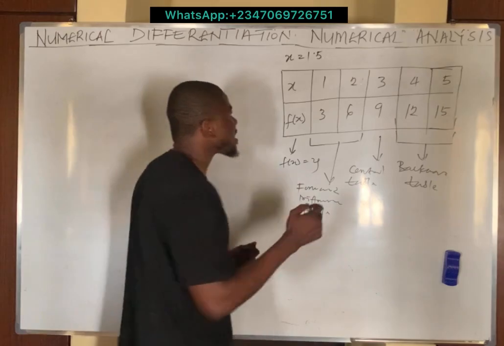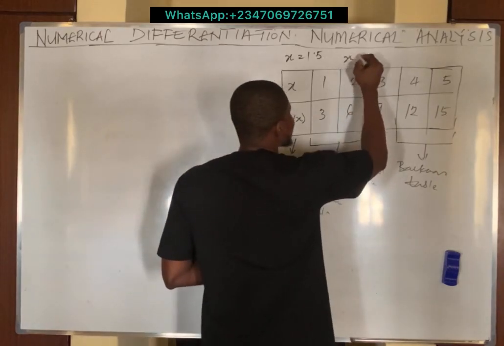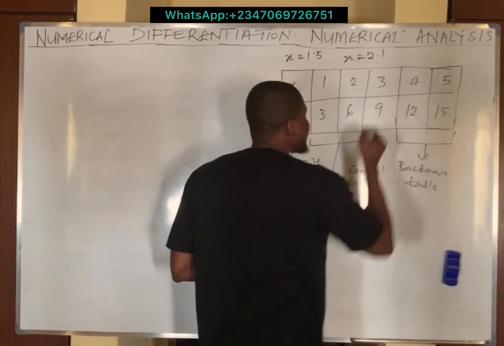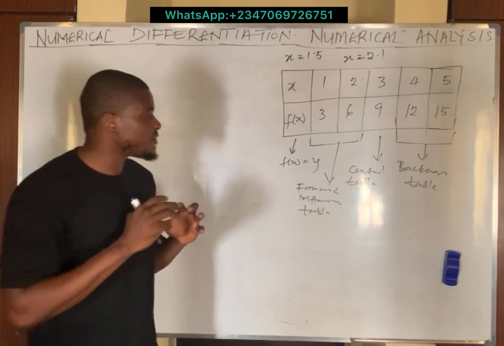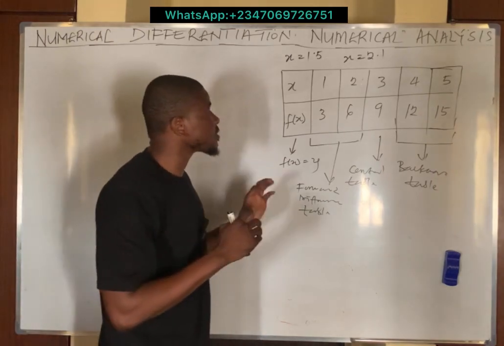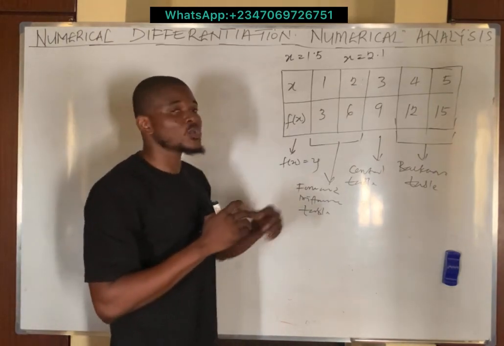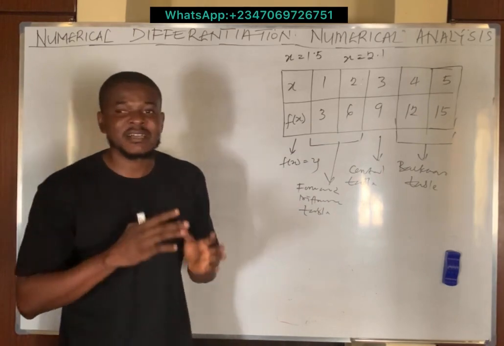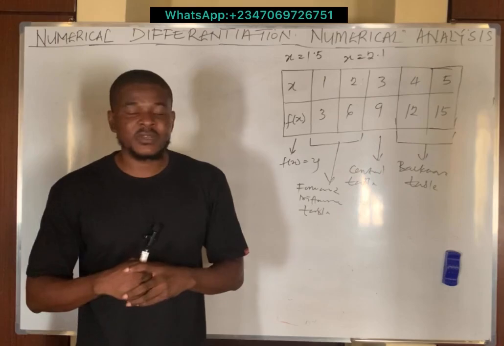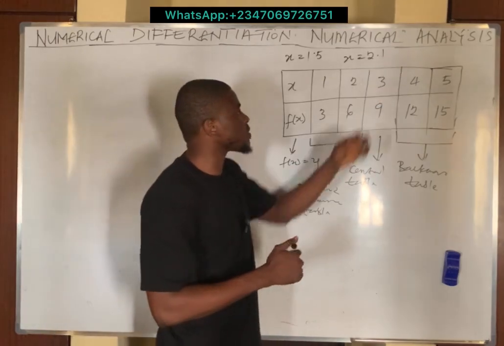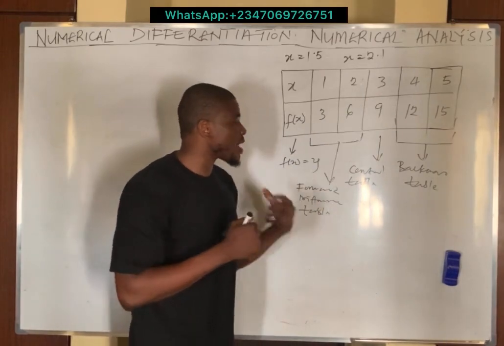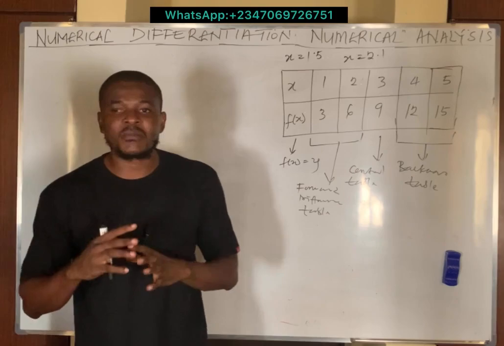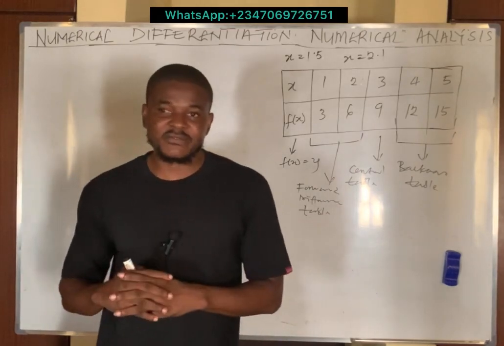Now, let's say you're asked to approximate when x is equal to 2.1. It is very, very important at this point for you to understand that the forward difference table ends at 2. So anything beyond 2 means it has now started entering into the central table. So if x is simply 2.1, it means it has eclipsed 2 and is now approaching 3. In that case, we are going to be using what? The central difference formula to approximate that derivative.